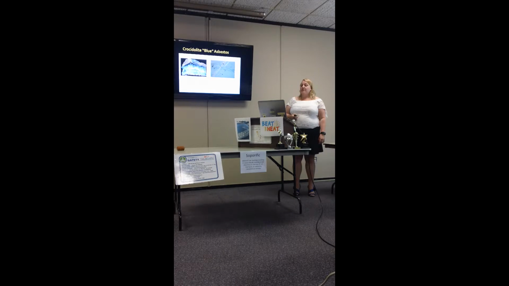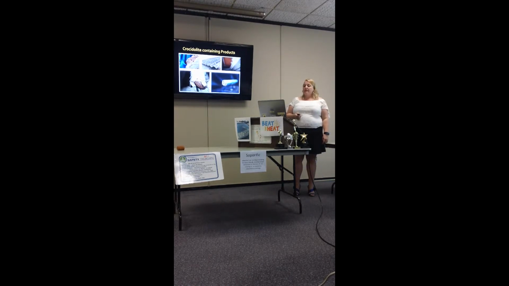Crocidolite is the blue asbestos. Amphibole family, needle-shaped fibers. And it's found in insulation, roofing, spray-on piping insulation, pipe wrap, and it used to be found in Kent Micronite cigarette filters in the 1950s.